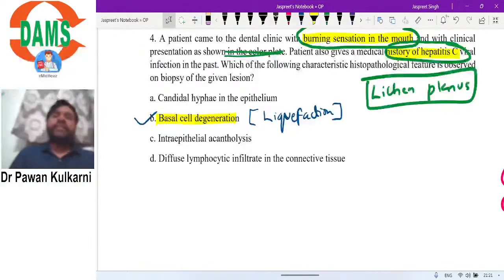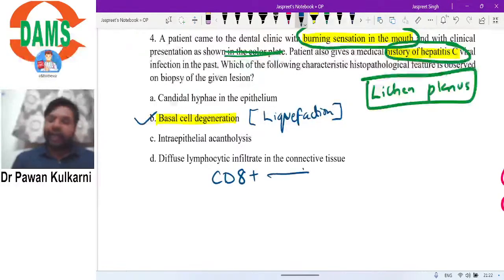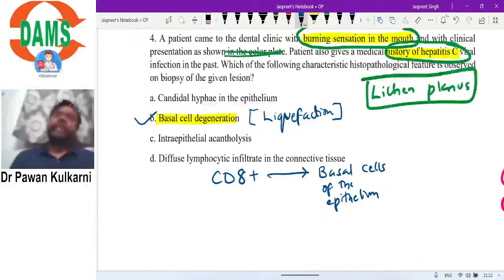We know that basal cells of the epithelium are the target in lichen planus. They are destroyed by the CD8 T cells. So CD8 plus T lymphocytes will attack the basal cells of the epithelium. Basal cells of the epithelium are basically destroyed. Another way, they will undergo liquefaction degeneration. They will undergo apoptosis.